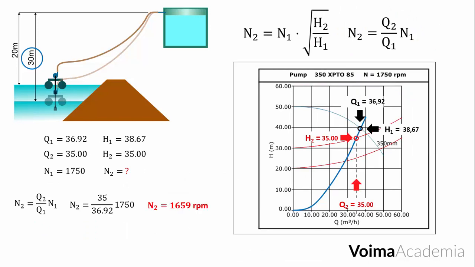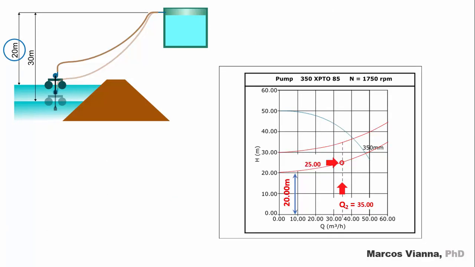We choose one of those formulas, substitute the values, and find n equals 1659 rpm. If we choose the other formula, we find 1664 rpm. It's a very small difference, isn't it? We do it all again for H equals 20 meters.